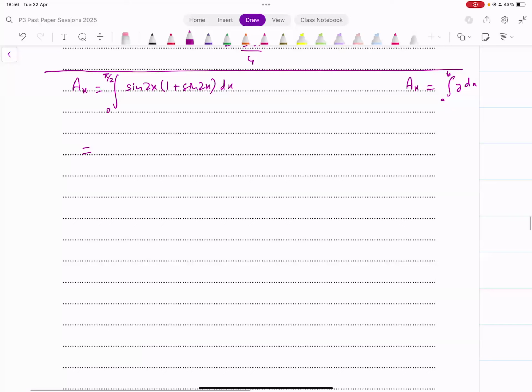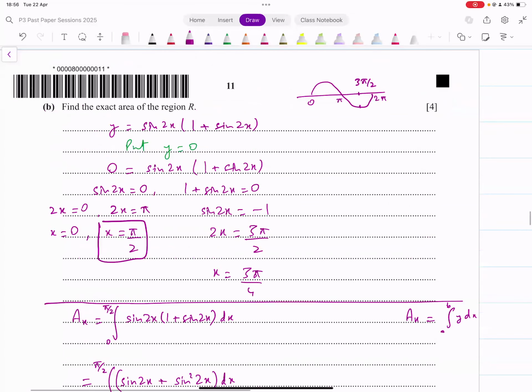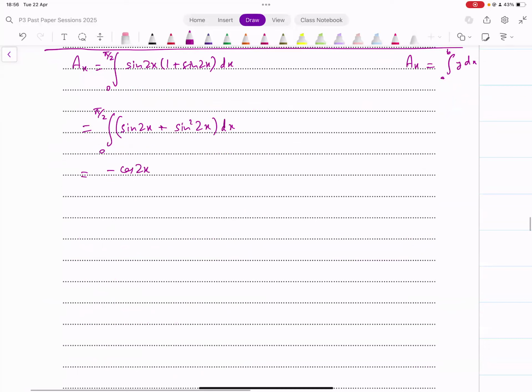Let's do the simplification. From that, we get the integral of sine of 2x plus sine square of 2x with respect to x. That's what you want to integrate now from 0 to pi over 2. Now, what's the integration of sine 2x? Integration of sine is just minus cos, so it becomes minus cos 2x divided by 2. So this integration is straightforward. But the problem is, let's just keep it as it is for now. We can input the limits at the end.